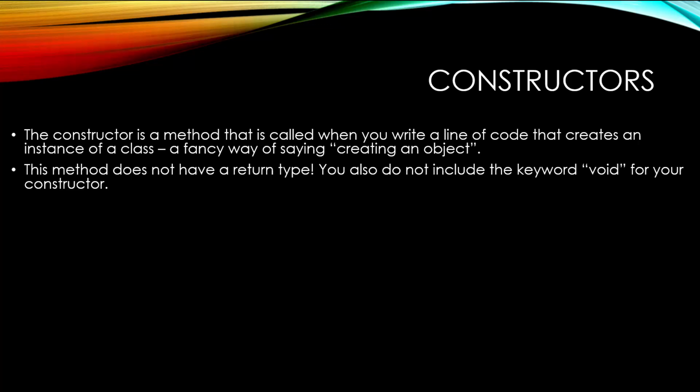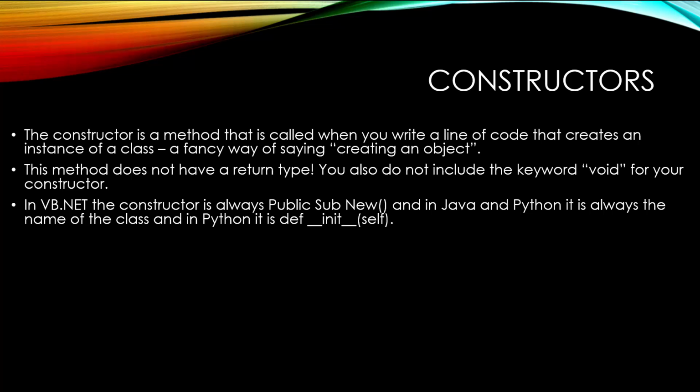So if you're in Java, when you have a method that doesn't return a value, you use the keyword void. In your constructor, you do not use the keyword void. So in VB.NET, the constructor is always public sub new. In Java and Python, it's always the name of the class. And in Python, you do the definition of underscore underscore init, which stands for initialization, underscore underscore. Then in the parameters, you have the self parameter.